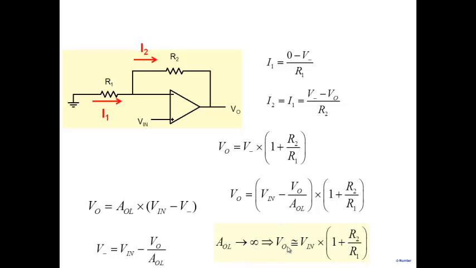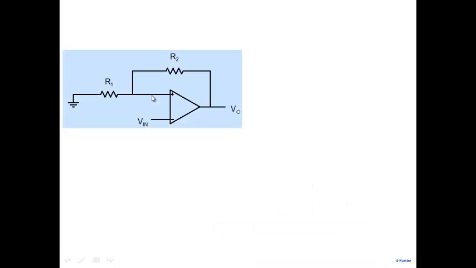So V0 equal to V in times 1 plus R2 by R1. Right? And when AOL goes to very high, we find the voltage at the inverting node is equal to V in. Correct? So that's what we say, the voltage here is simply equal to that. Okay? Agreed? So we've gone through the derivation here. Look at that now. What is this circuit?